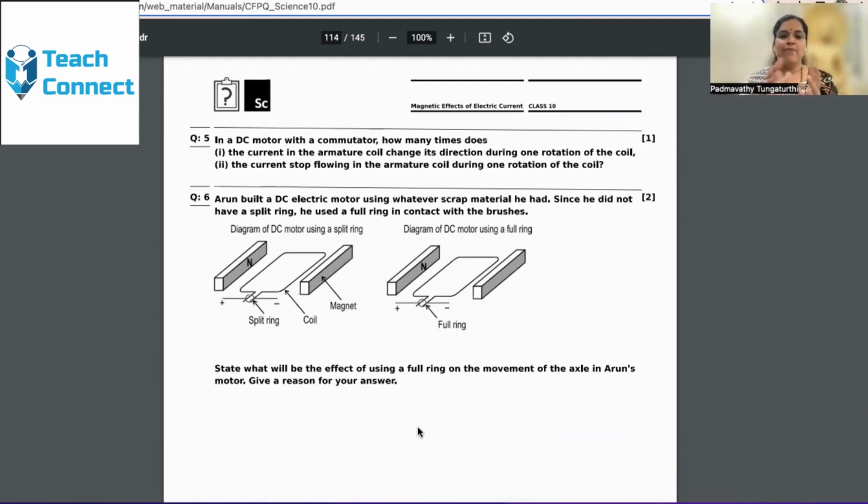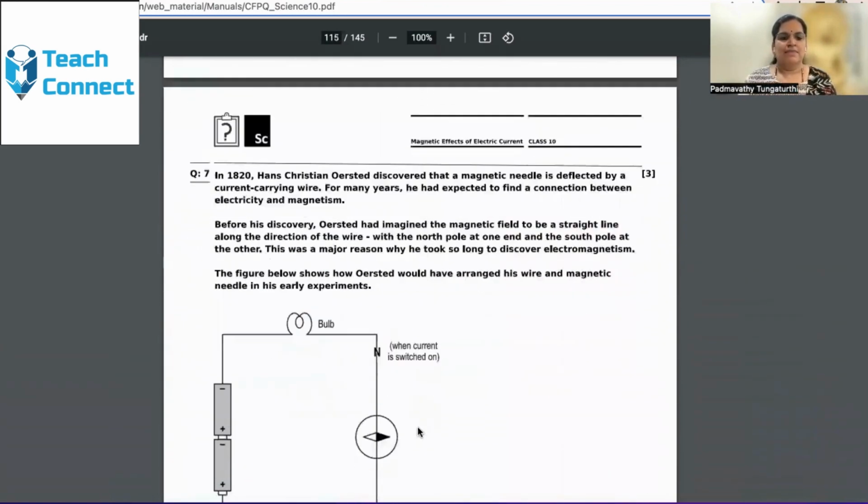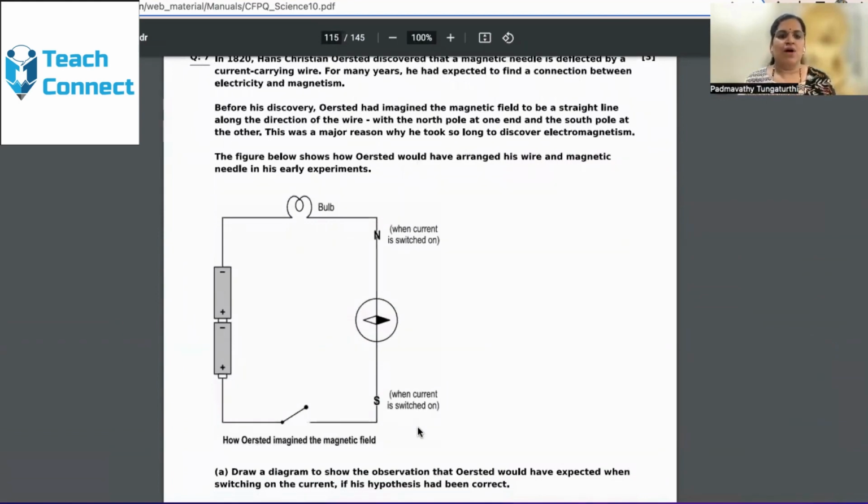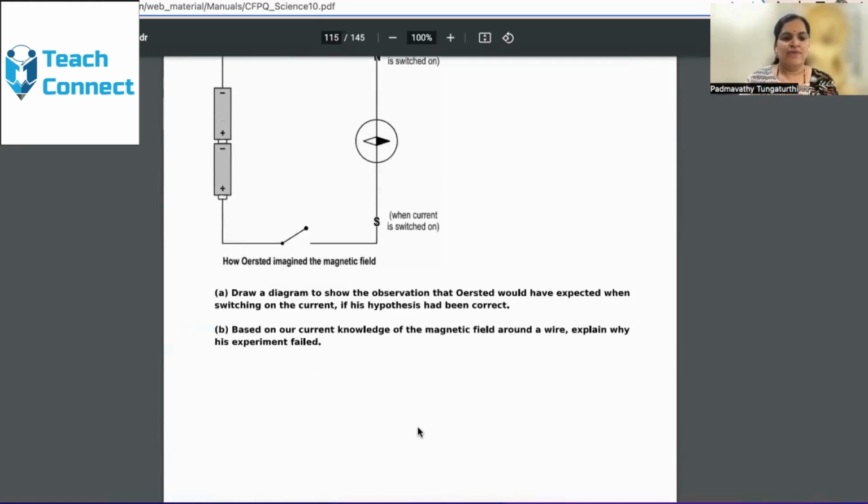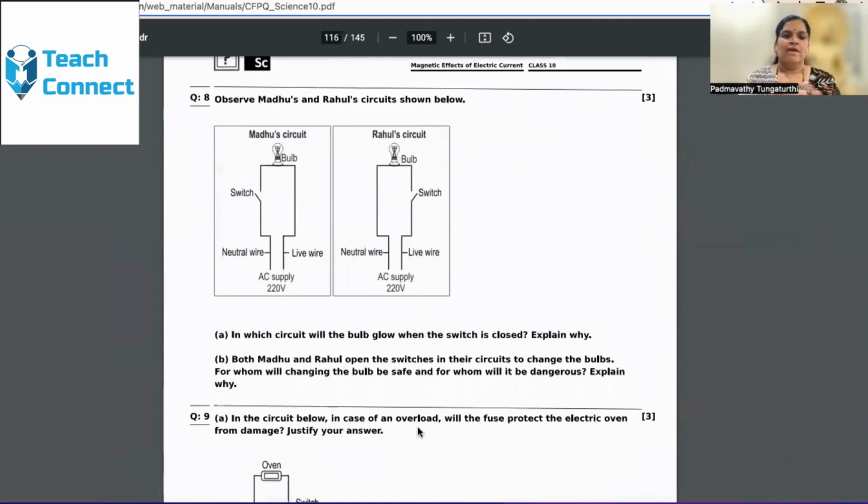This is how the scrap material someone has used for the AC electric motor. That is, we're talking about the strengths of the magnets, magnetic poles, as well as the full ring. The number of turns has to be increased in order to have a good effect on the magnetism. Then this is a complete circuit. Oersted is a scientist who has done this experiment. He imagined the magnetic field here and the deflection of the needle over here in the circuit when the circuit is closed. And this is the circuit scene.